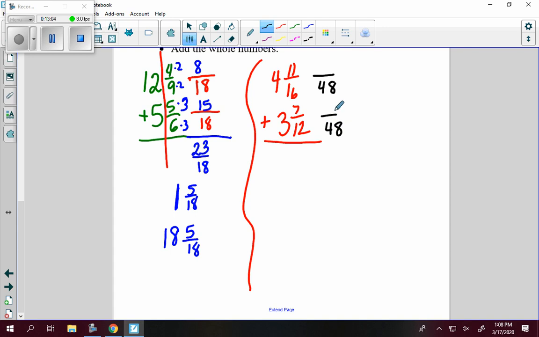So now I want you to figure out how to do this problem. Put me on pause and come back when you're done and see what it is. So I'm going to continue.